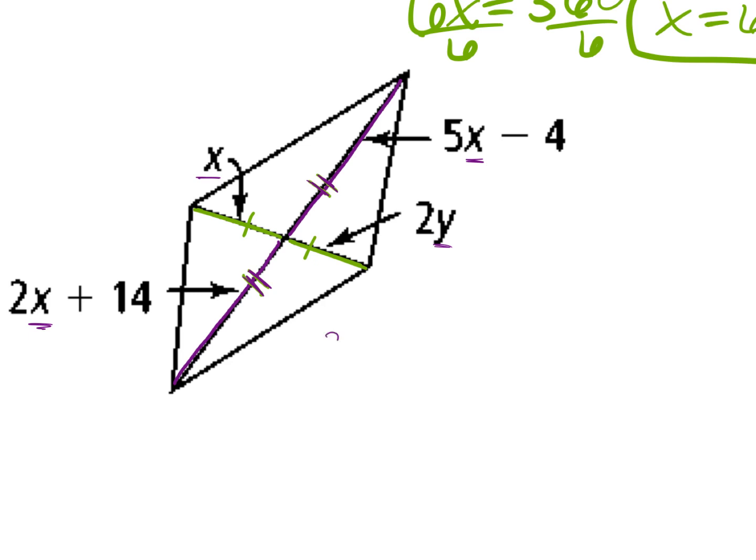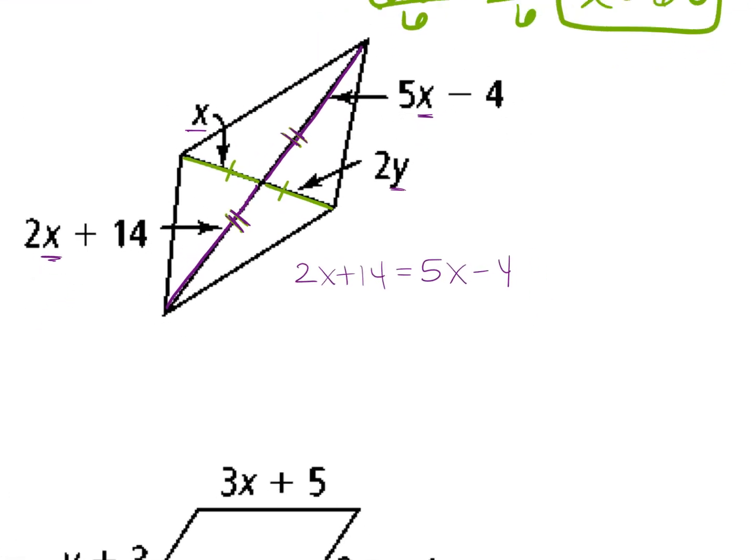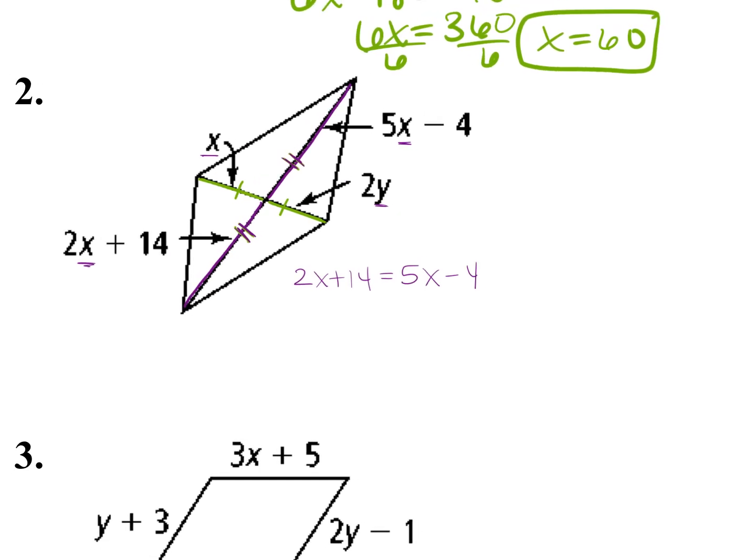So we're going to say 2x plus 14 equals 5x minus 4 because the diagonals bisect, so they have to be congruent parts, okay? Then from here, you will just solve. So take away 2x on both sides. Add 4 to both sides. So you get 3x equals 18, so x is what?